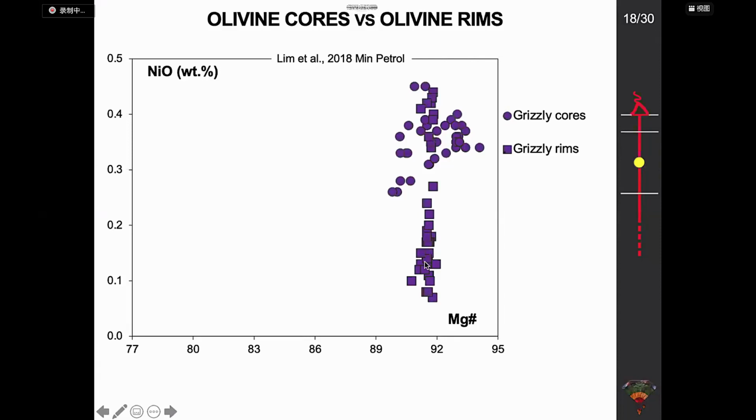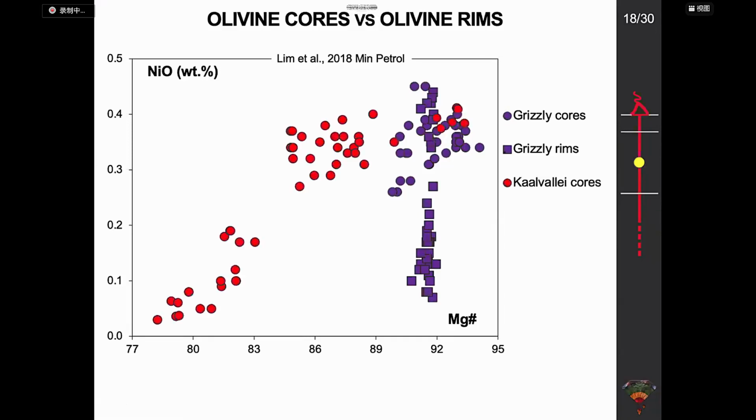Now I'm plotting the other end of the spectrum. So olivine cores from Kalgoorlie in South Africa, you can see a huge spread of olivine core composition down to magnesium number 78. And interestingly enough, the olivine rim compositions are also displaced towards a lower magnesium number of about 87, 85.